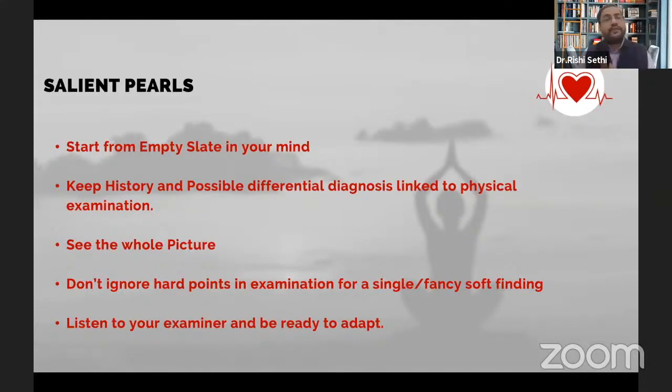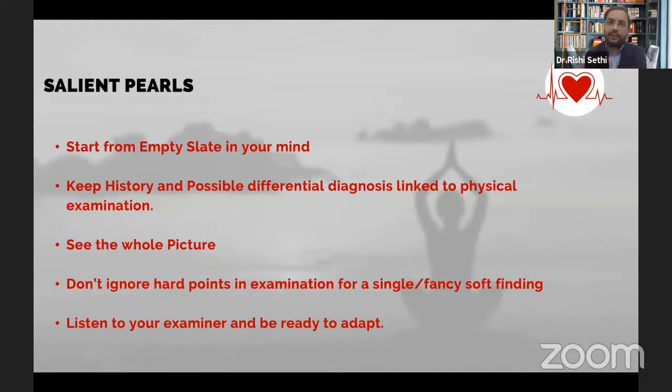Whenever you come to physical examination, many a times you get so obsessed with the findings that you are getting in physical examination that you tend to forget about whatever you have discussed in your history and your differential diagnosis. While examining a patient, keep your history and all the possible differential diagnosis in mind, because your examination is nothing but a construct over them.